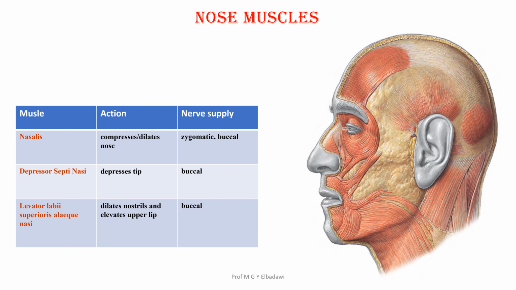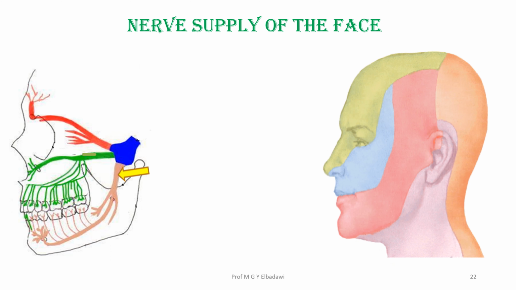The nose muscles are the nasalis, which compress and dilate, by the zygomatic and buccal, the other two by the buccal. Depressor septi, which was not seen here, but this one is the levator labii superioris alaeque nasi. That is the summary of the muscles, of which you need to know the names only and some of the actions.